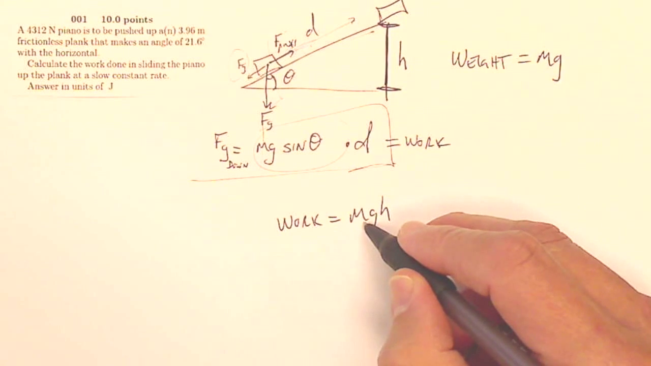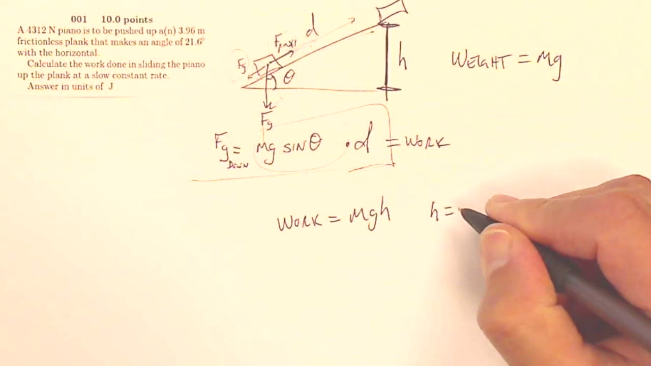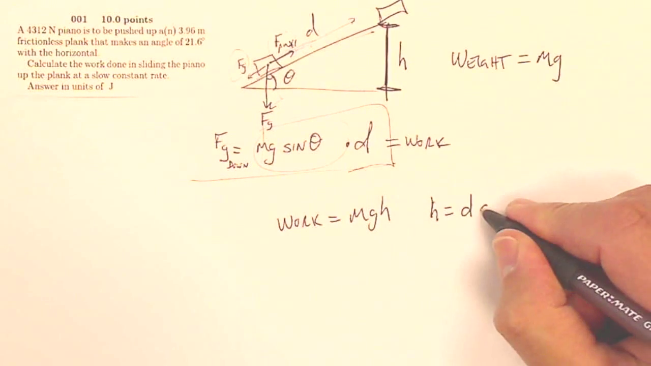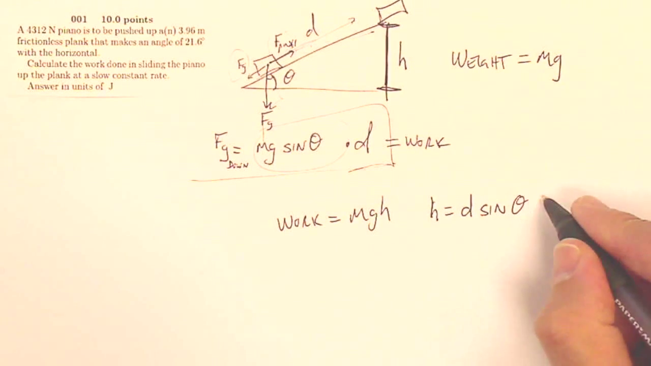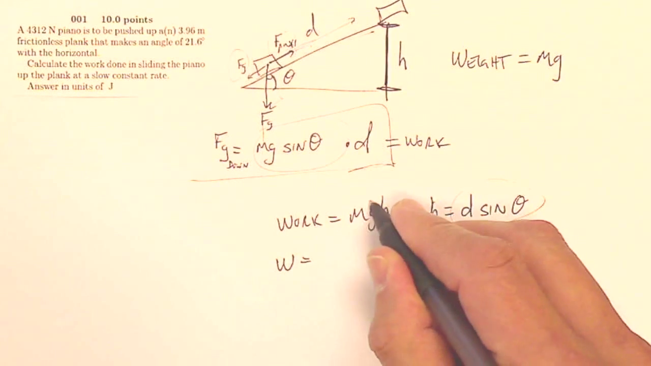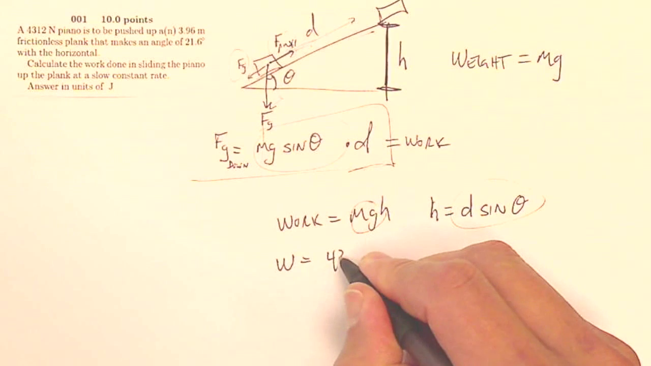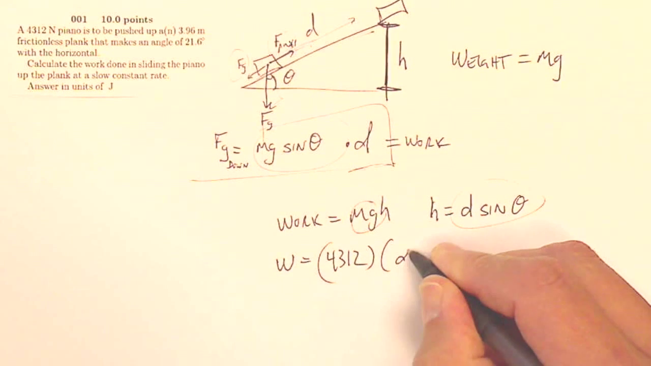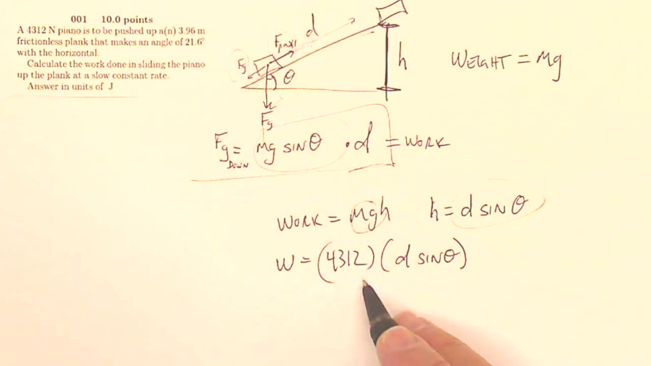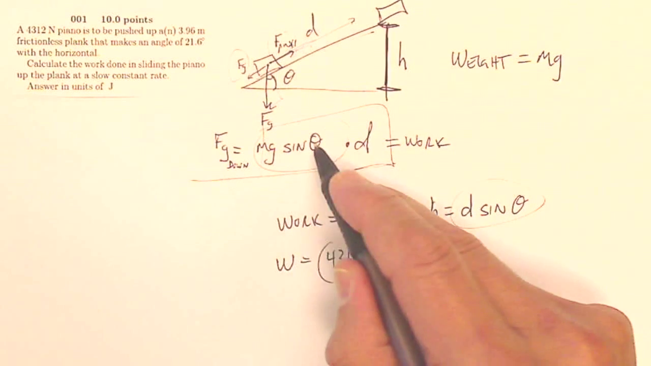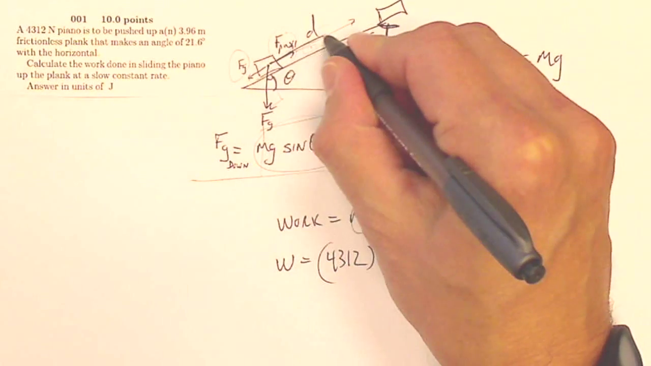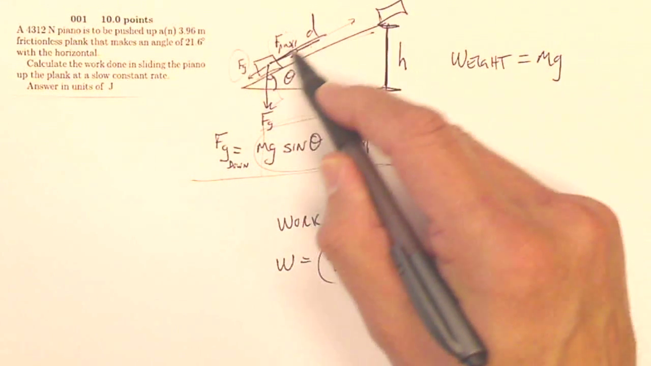My mg I already know, and my h is going to be the distance, which is my hypotenuse, times, this is opposite, times sine theta. So I know that that's the height that it's going to change, so it's mgh. So my work is going to be my mg, which is my newtons from here, 4312, times my d sine theta. Now you can see these are actually equivalent because this is mg, there's d, there's sine theta. Just don't do cosine because that will give you a wrong answer because this force and this distance are in the same direction. So there's a cosine of 0 is 1.